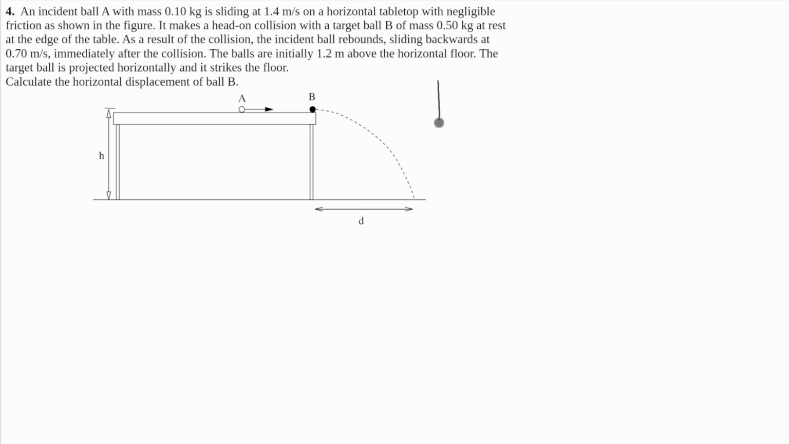So I'm going to start by saying what's positive and what's negative. I'll say that right is positive. I'll say that down will be positive. I'll say left will be negative, and then up will be negative. And it also tells us a bunch of information.